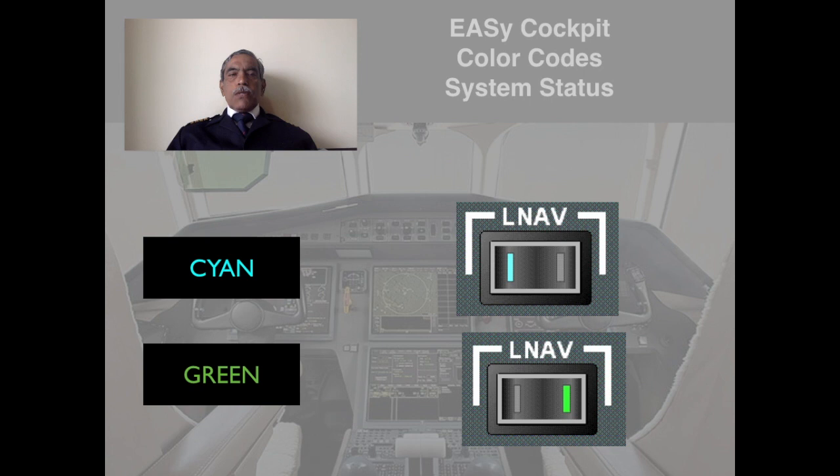The last two color codes which you are already familiar with are cyan and green. Cyan is the automation status. In fact, both are the same. Cyan depicts a status where the system is in the armed mode. That means it is waiting for the autopilot to satisfy a set of conditions so that it can capture, or something like that. And similarly, green is the current status of the aircraft. That is, after having captured. That's what green will indicate.